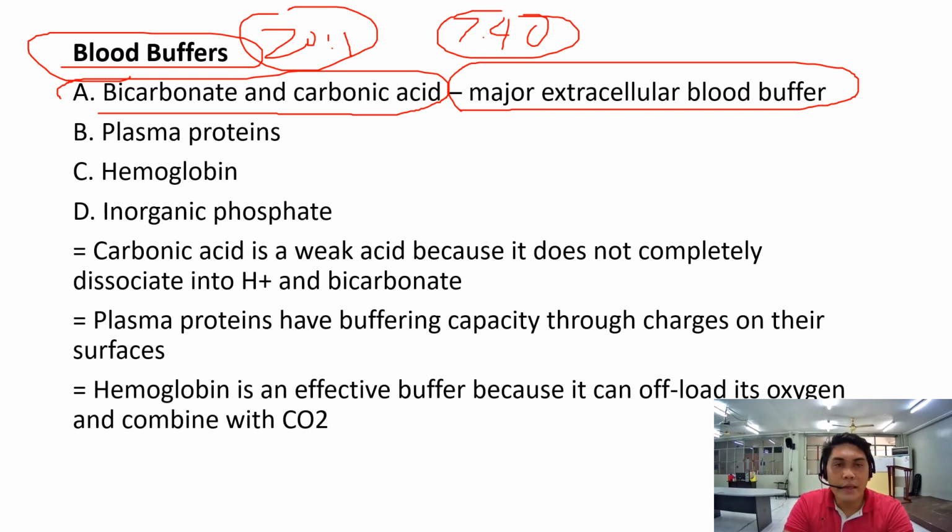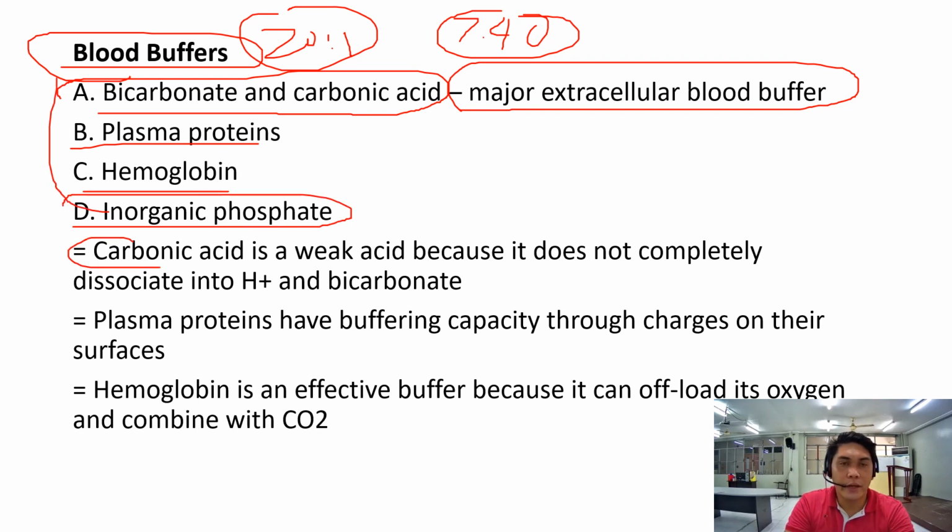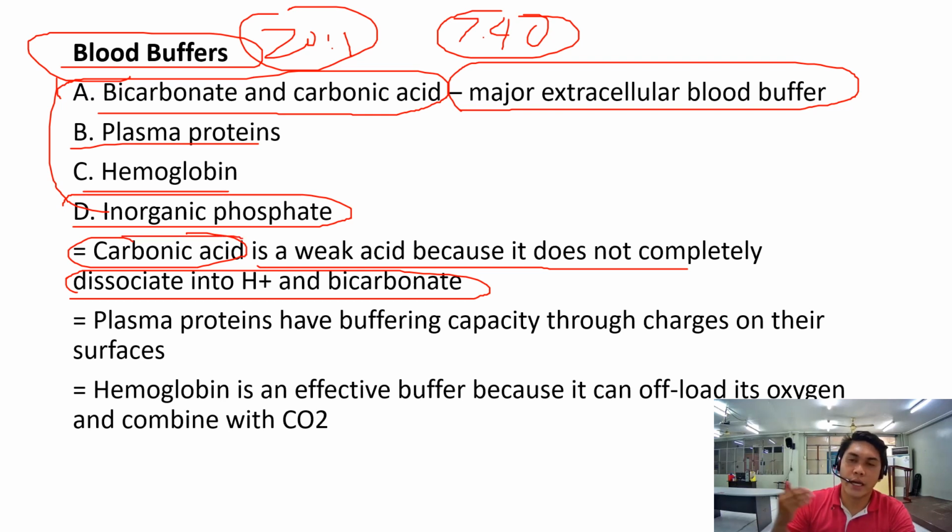Next, you have plasma proteins, hemoglobin, and inorganic phosphate. So these are the blood buffers. Carbonic acid is a weak acid because it does not completely dissociate into H plus and bicarbonate. Now, why is carbonic acid the major buffering system in our body? Because it is a weak acid. You cannot use a strong acid as a blood buffer, because a strong acid dissociates rapidly.